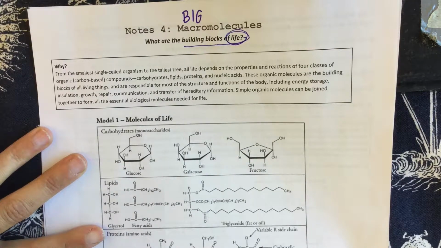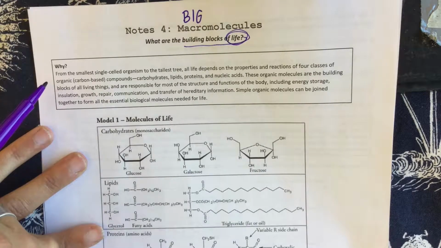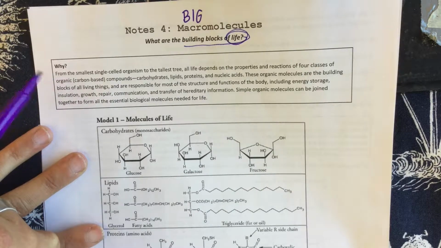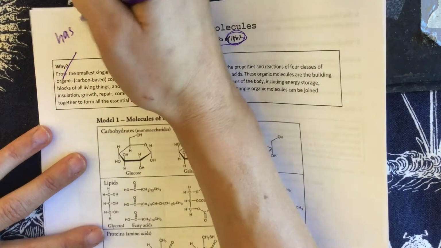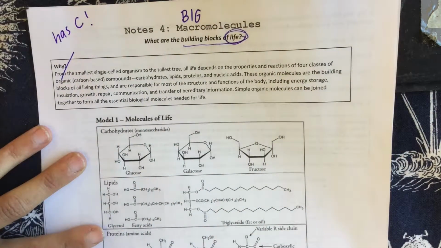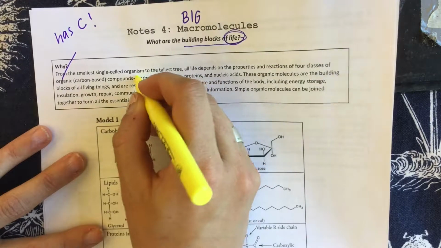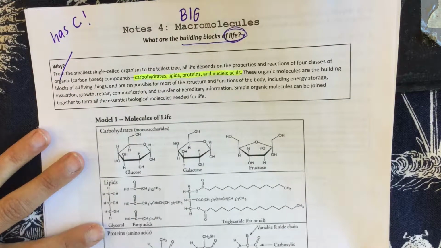From the smallest single-celled organism to the tallest tree, all life depends on the properties and reactions of 4 classes or categories of organic, well, we think of as organic produce or whatever. The true meaning of the word organic in a science term just means it has carbon in it, carbon-based, has C. Compounds. I'm going to highlight these, and I would highlight them on your document too. Carbohydrates, lipids, proteins, and nucleic acids.